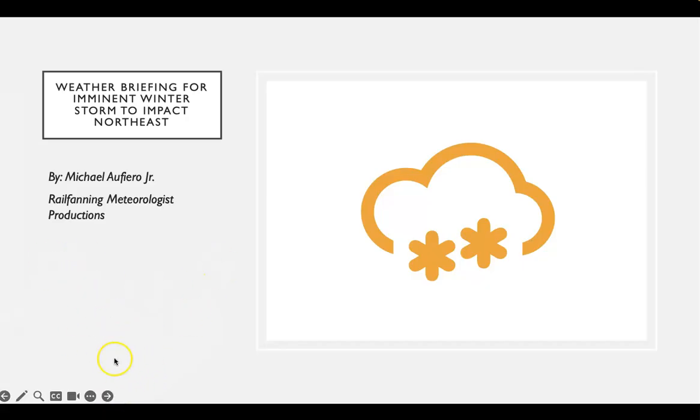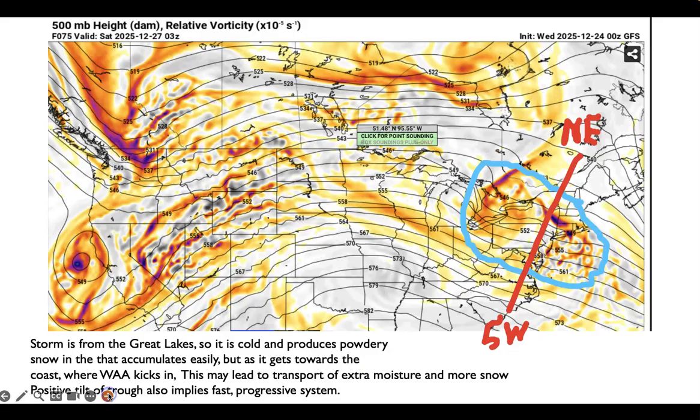So here we go. Notice that we have a trough here, a shortwave trough. This is going to be our lifting mechanism for the storm, and then we also have kind of a prefrontal trough, although it's not a front. It's a piece of energy that is going to impact us before the main piece of energy comes through.